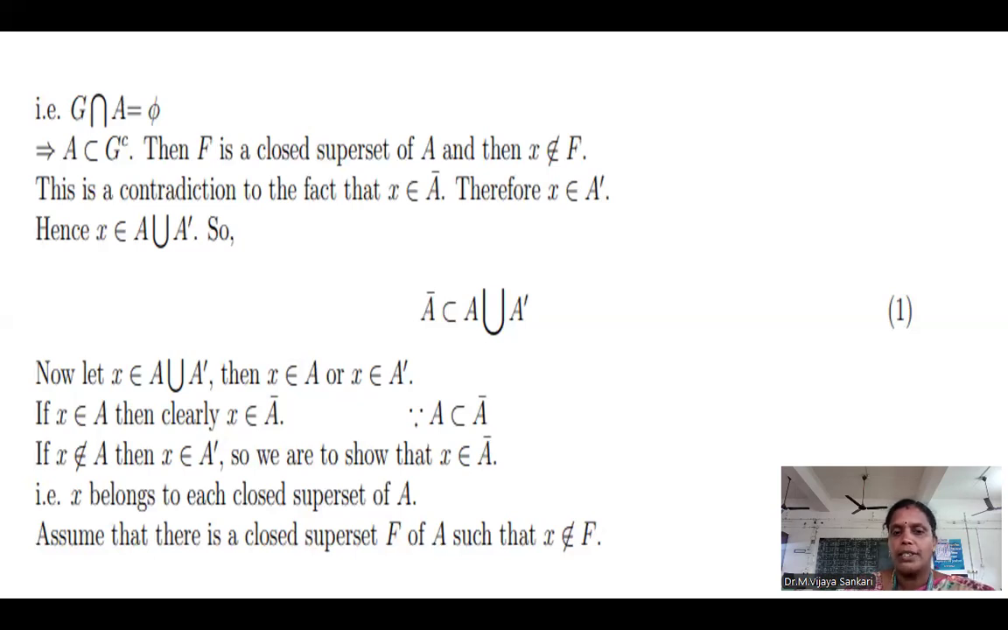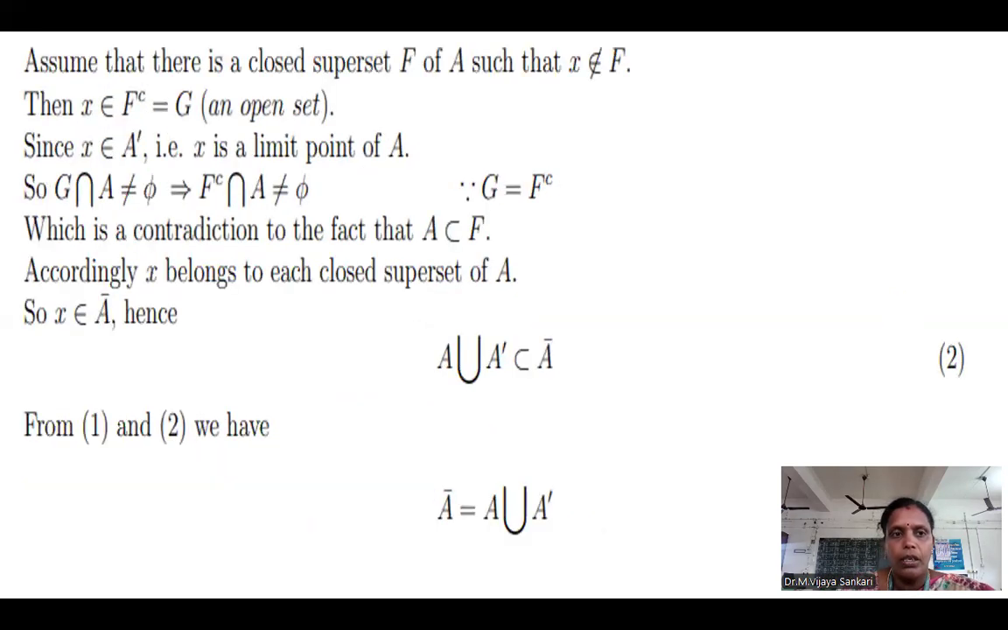Assume that there is a closed superset capital F of capital A such that x does not belong to F. Then x belongs to F complement, which is equal to G, an open set. Since x belongs to A dash, that is, x is a limit point of capital A, G intersection A is not equal to empty, which implies F complement intersection A is not equal to empty, which is a contradiction to the fact that A is a subset of F.